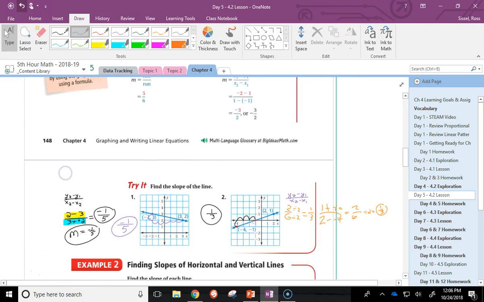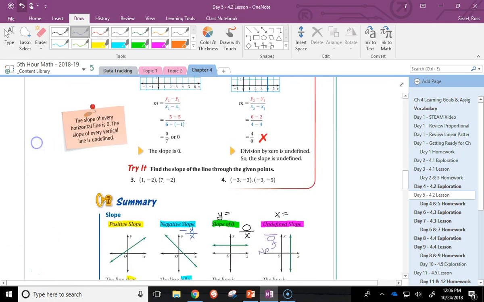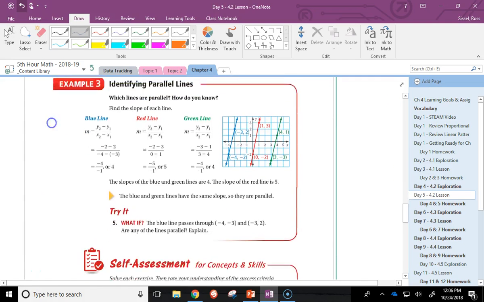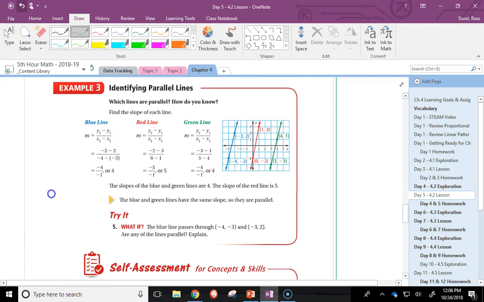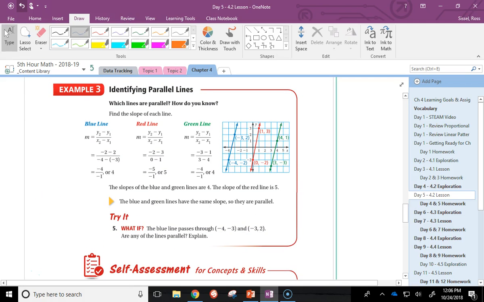Your assignment for Monday. We looked at this stuff. This was just more with some of this. You do want to look at parallel lines. How can I tell if a line is parallel, do you think?